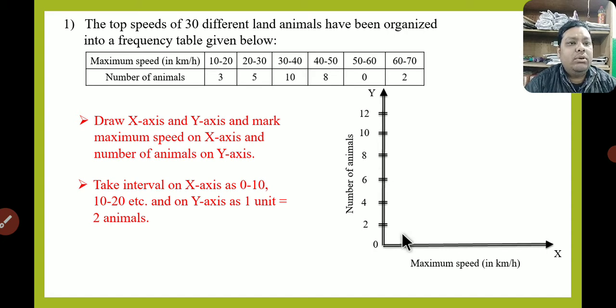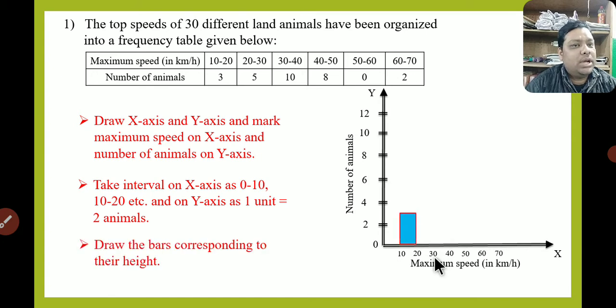Okay, now on x-axis we have to write 10, 20, 30, 40, 50, 60, 70, up to 70. Now here I have drawn one rectangle here. You can see that the speed of the 3 animals are 10 to 20. So we will increase 10. It means the first line we will keep on 10 and the second we will keep on 20.